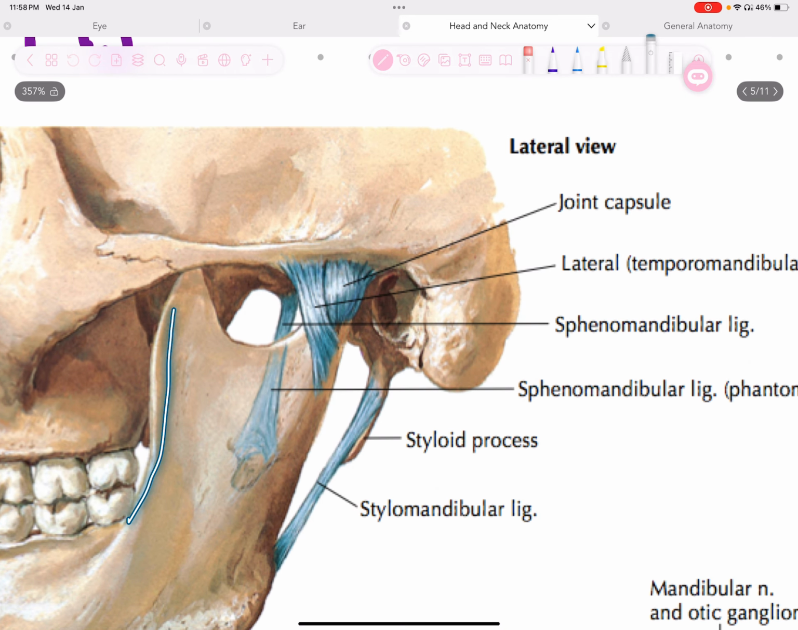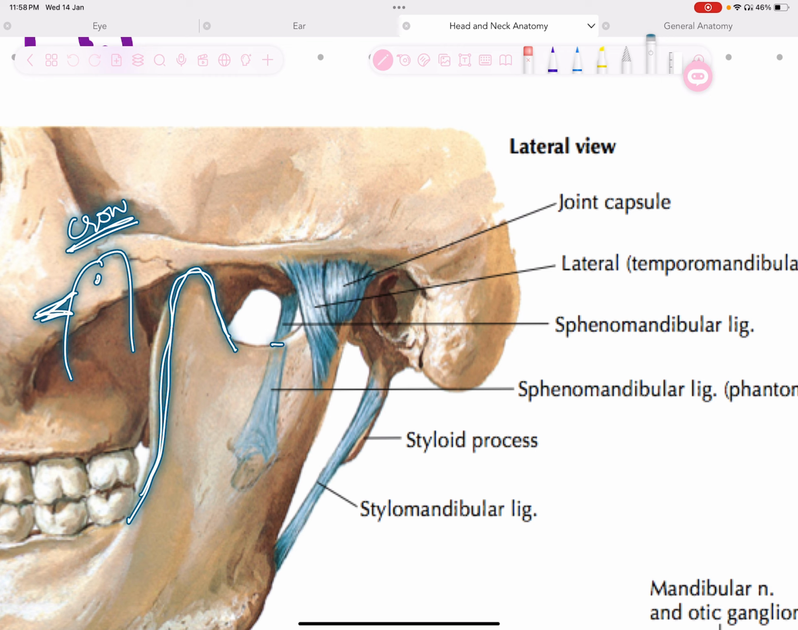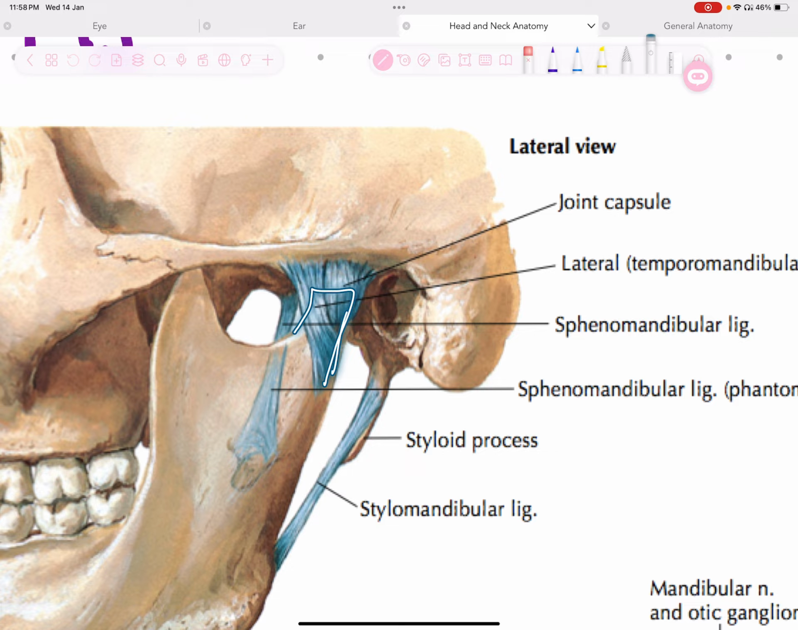So this is the coronoid process of the mandible, because this is a bird and it has a beak, right? So it's a crow. So coronoid process. The beak is always pointing anteriorly. So anteriorly, this is the coronoid process, and posteriorly you have the condylar process. So this articulation is between the condylar process and the temporal bone.